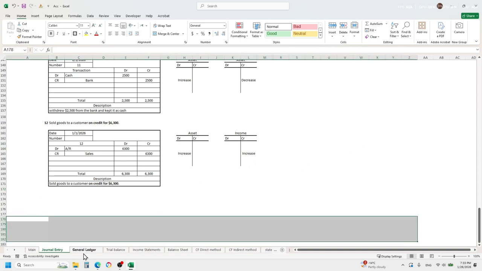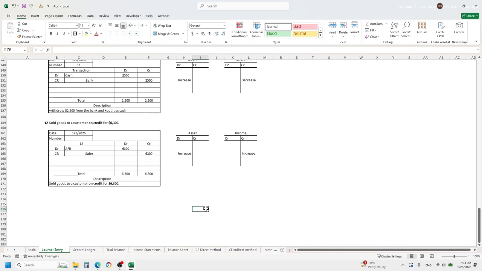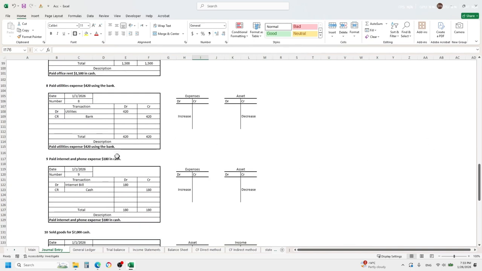In the next lesson we're going to move to the general ledger, talk about it, and finish our example to see how transactions flow through the accounting cycle.